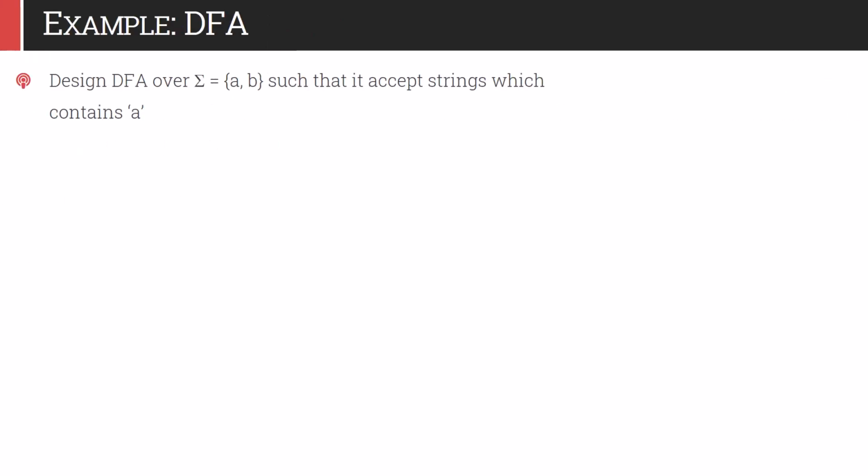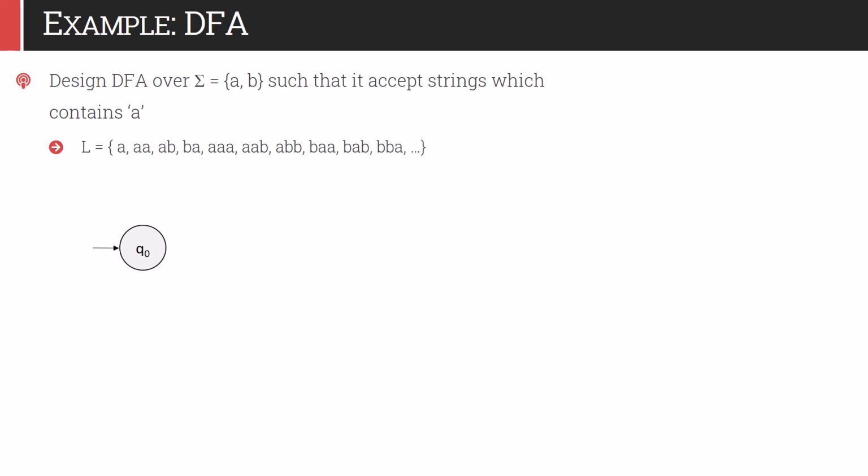Design a DFA over sigma equal to {a, b} that accepts strings which contain a. Now a could be at the beginning, at the end, at the middle, any position a could be present, but a must be in the string. So the language L would be: a, double a, ab, ba, triple a, aab. So here a is in the center as well. It can remain on any position.